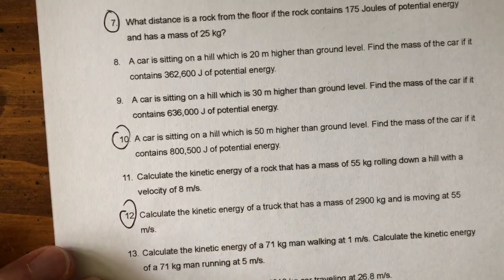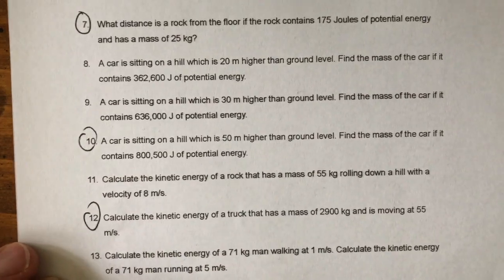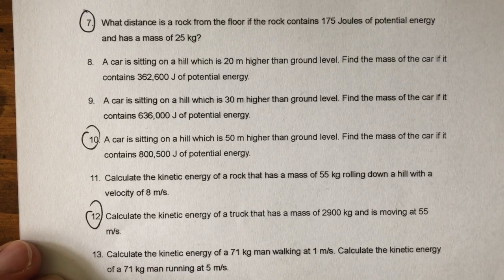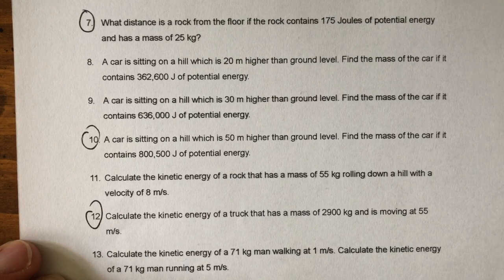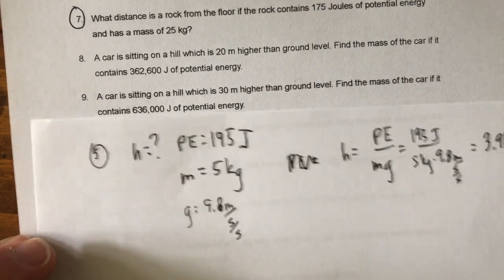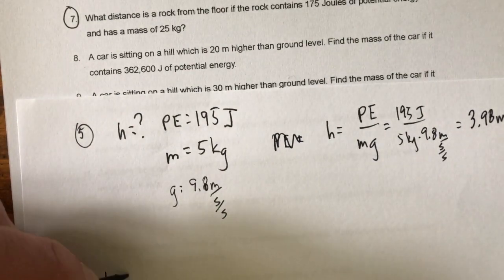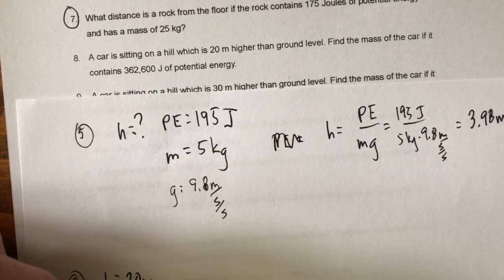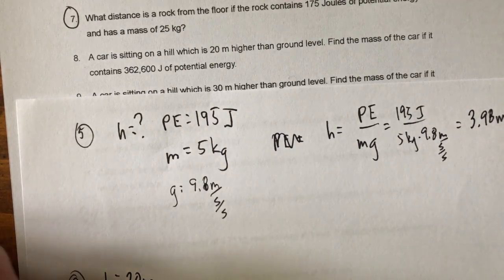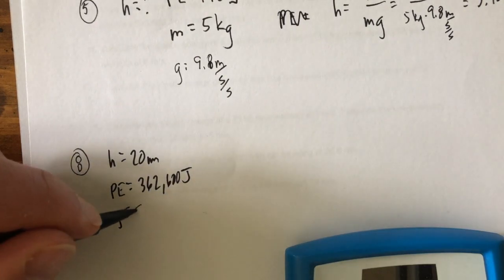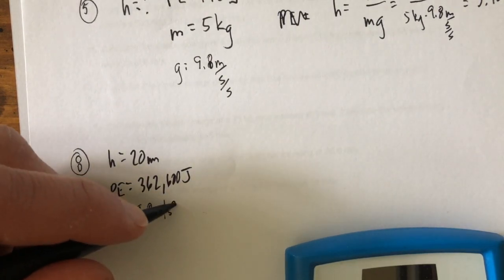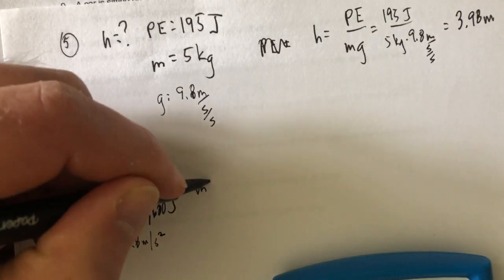Okay, number 8 says that a car is sitting on a hill which is 20 meters higher than ground level. Find the mass of the car if it contains 362,600 joules of potential energy. So again, let's start out by writing down the things that we are given. We know that the height of the hill is 20. And we know that the amount of potential energy is 362,600 joules. And we also know that G is 9.8. And we are asked to find the mass.